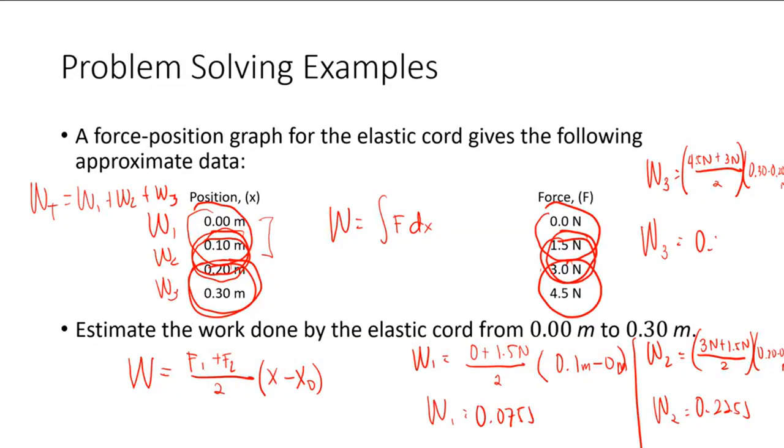0.375 joules. And then for the total work, forgive me, I am writing anywhere on the screen. Work total would be equal to 0.075 joules plus 0.225 joules plus 0.375 joules. What would be our work total here? Can you calculate? Contreras, can you solve for the total work? 0.675 joules. Okay, so 0.675 joules.